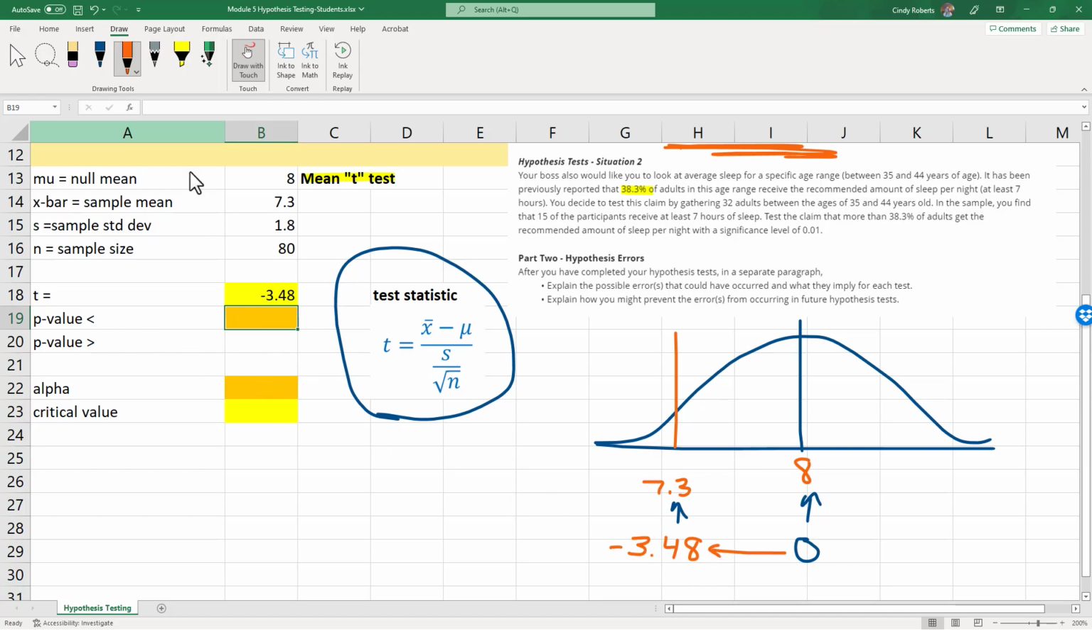Now what we want to know is, is that too far? And what is too far? Well, too far would be if I got a critical value here, and I can use a formula, t.inv. It wants my probability by significance level, and my degrees of freedom, which is my sample size minus 1. What I want to know is, does my negative 3.48 fall in the critical region?